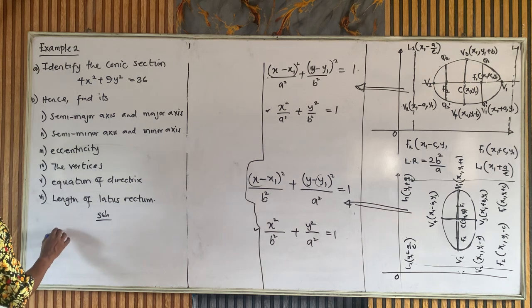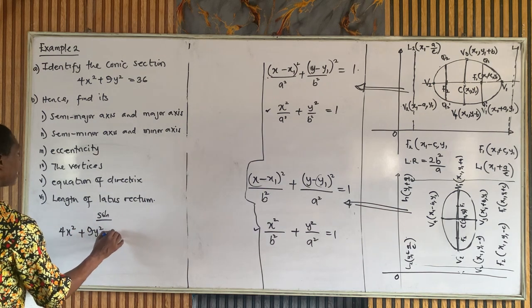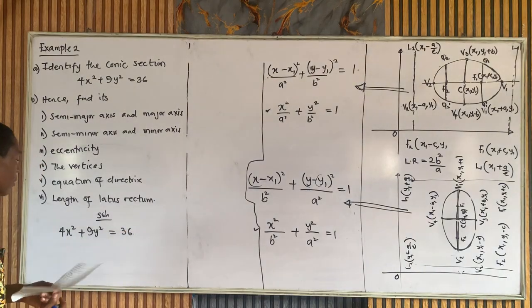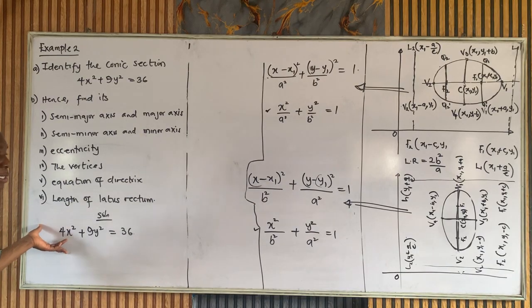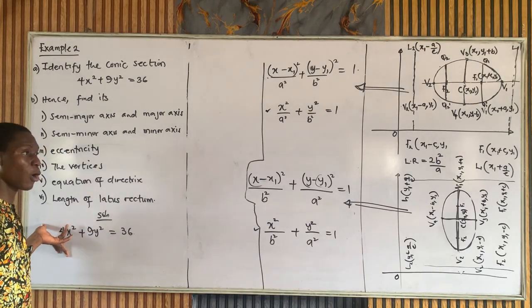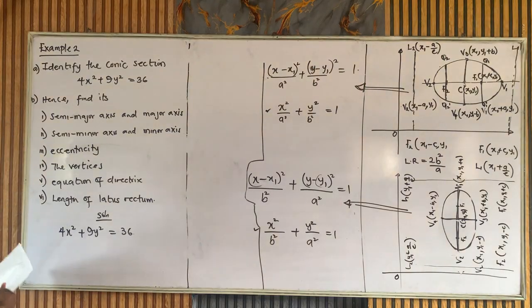Well, we have 4x squared plus 9y squared is equal to 36. Firstly, this cannot be a circle. Why? The coefficients of y squared and x squared are not the same. This cannot be a parabola, simply because in a parabola only one of the variables is squared, the other one is not squared. Now, this is either an ellipse or a hyperbola. So let's find out now.